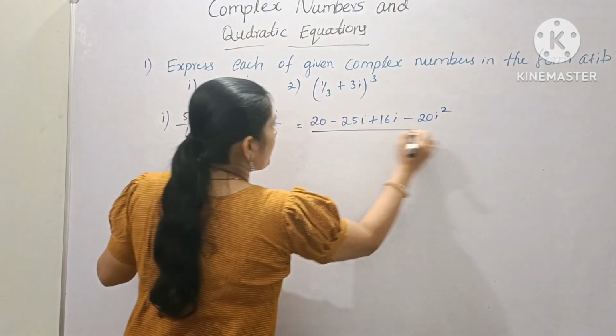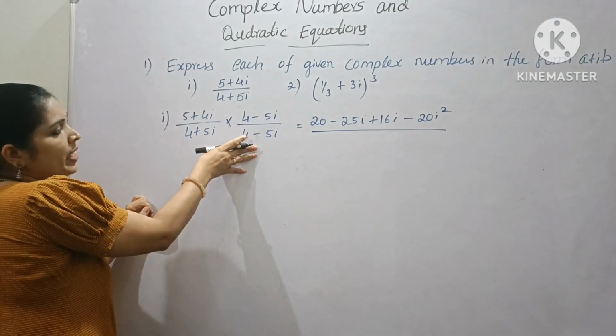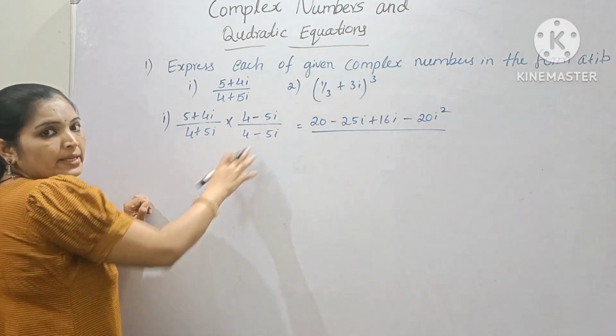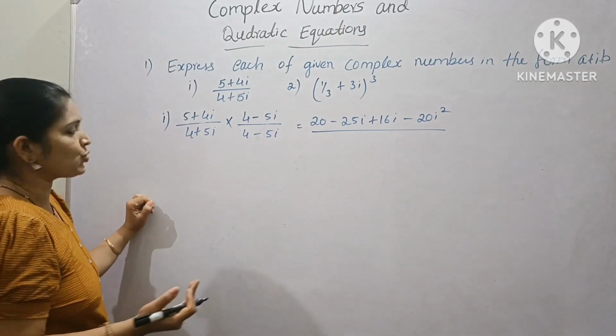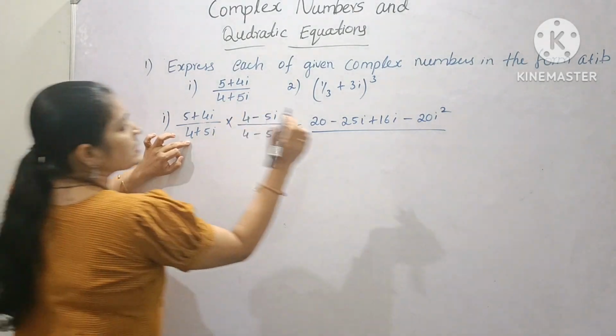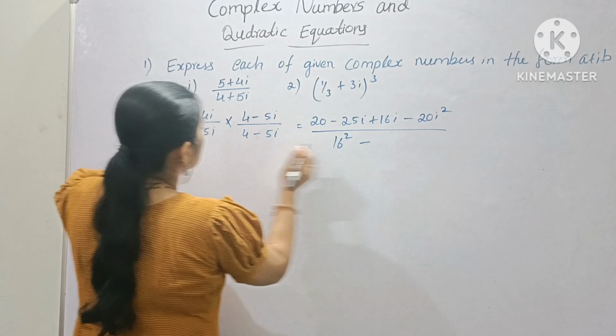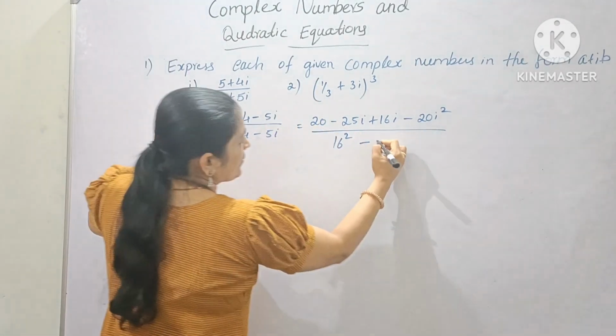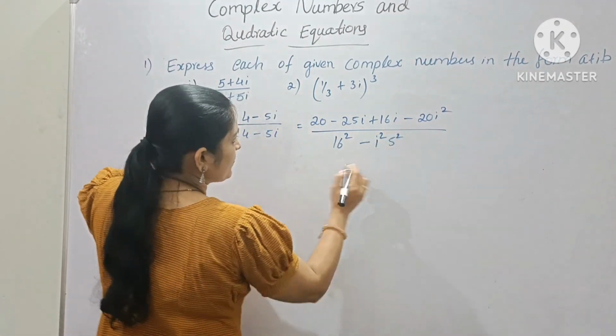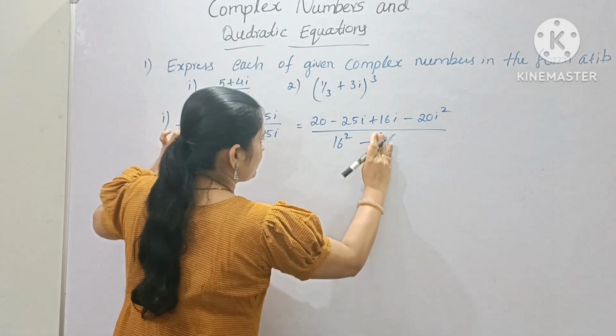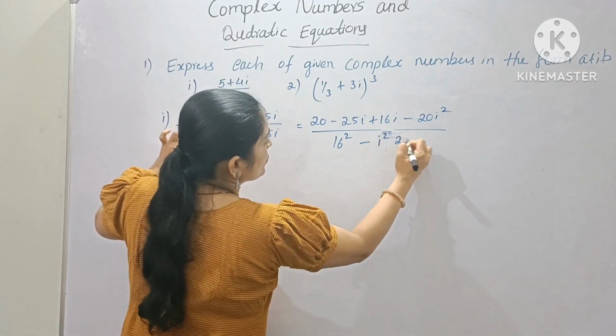Divided by, see, it is of the form (a + b) into (a − b), that is equal to a² − b². Here a² is 4², that is 16, minus 5² i². Okay, 5² is 25, so 25 i².